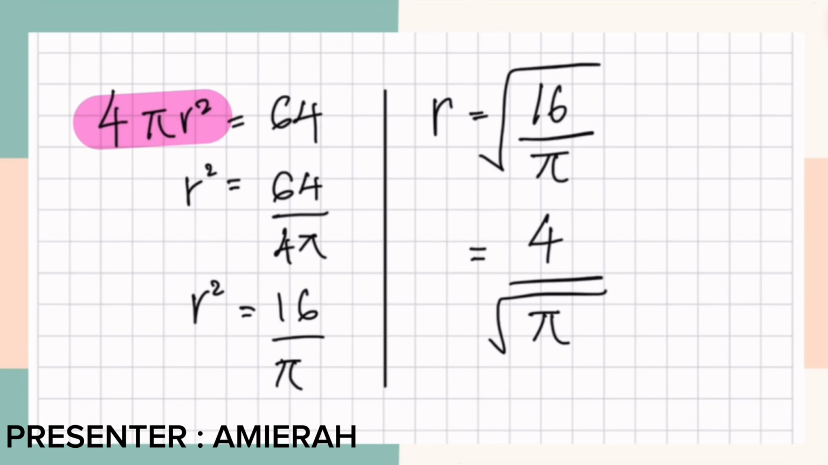Okay, here we're going to use the area formula to find r. So we have 4π r^2 equals 64. And then we're going to bring 4π to the right side, and we will divide 64 by 4π. We will get 16/π. And then we're also going to bring the power of 2 to the right side like this, and we will get the square root of 16/π. After that, we're going to get r equals 4 over the square root of π.